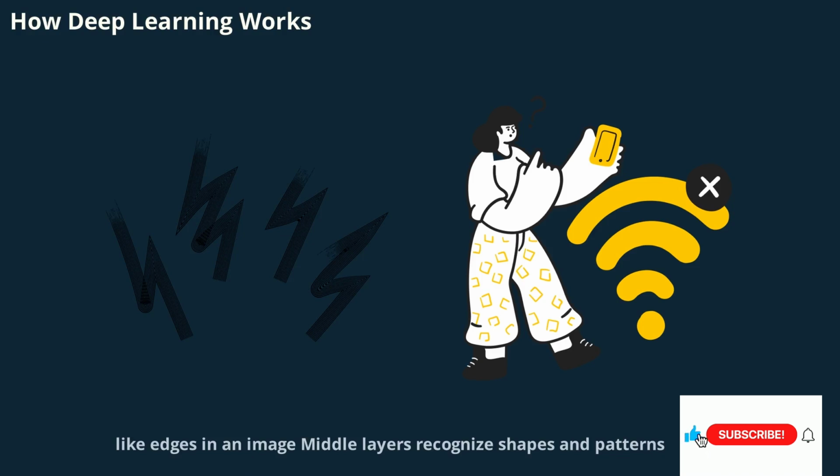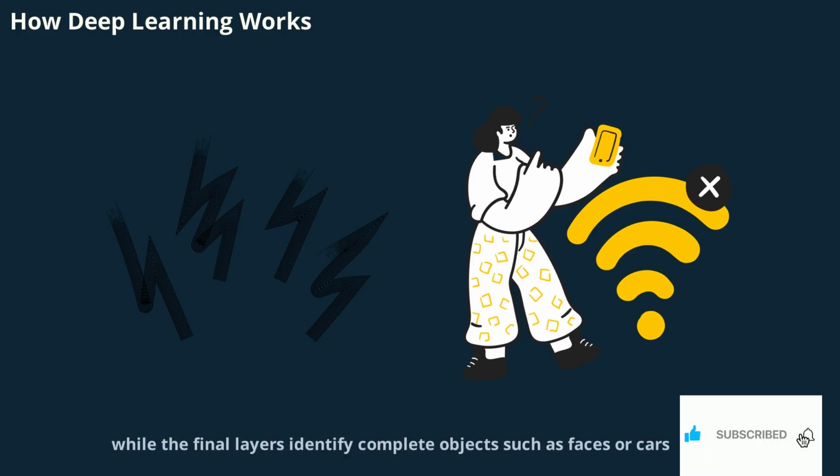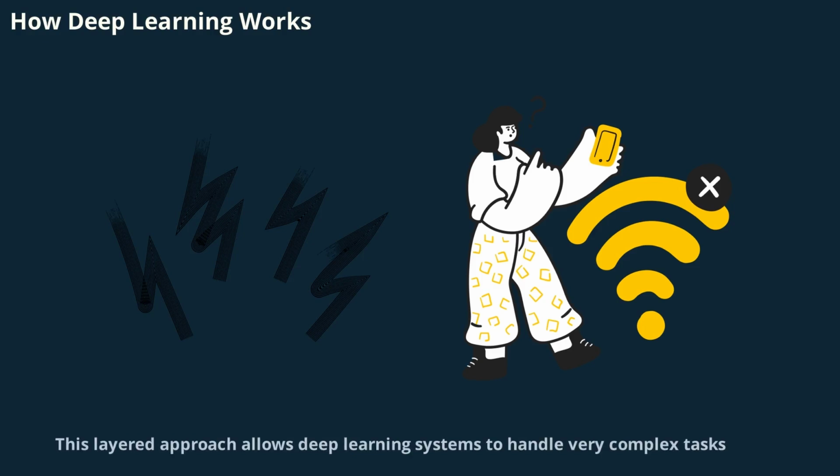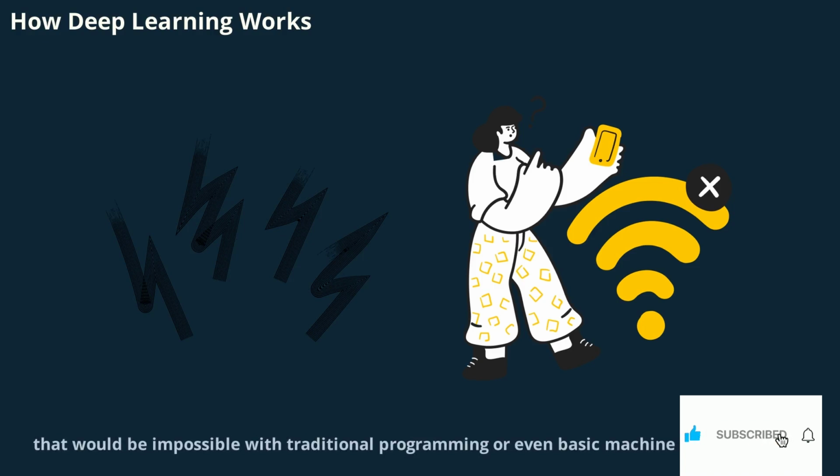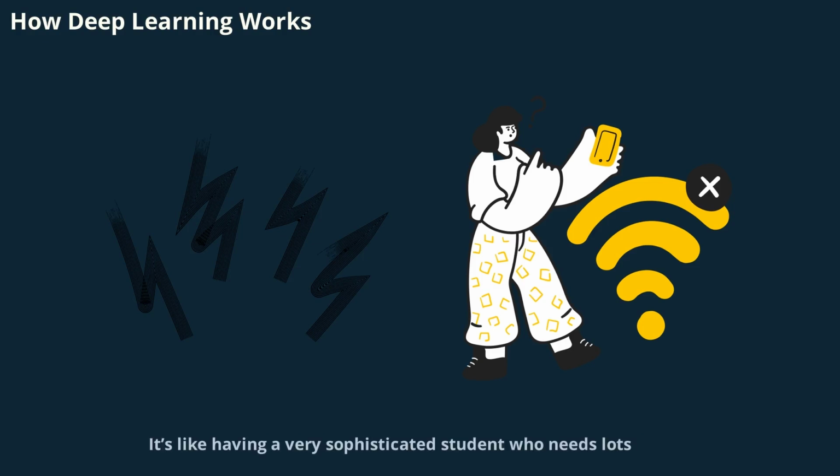In deep learning, the first layer might detect simple features, like edges in an image. Middle layers recognize shapes and patterns, while the final layers identify complete objects, such as faces or cars. This layered approach allows deep learning systems to handle very complex tasks that would be impossible with traditional programming or even basic machine learning.